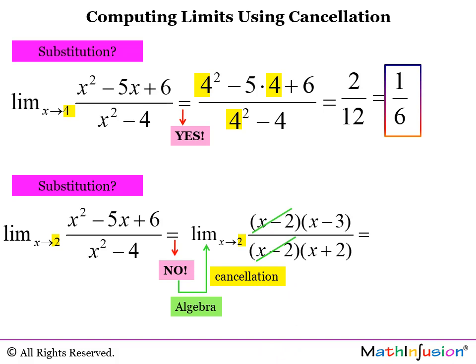Why is this the bad? Because this is what is 0 when x equals 2. Now when I get (x minus 3) over (x plus 2), I can go ahead and substitute x equals 2. And I get negative 1 over 4.